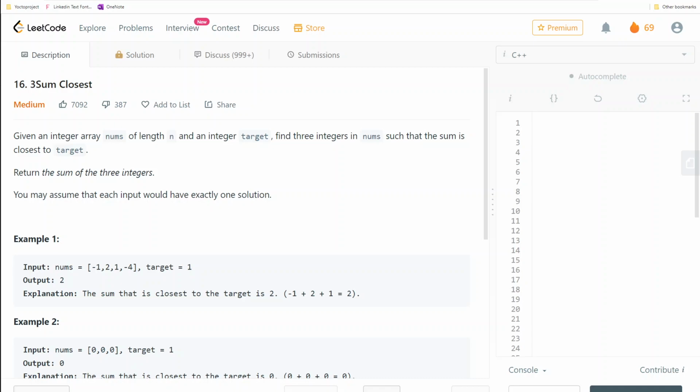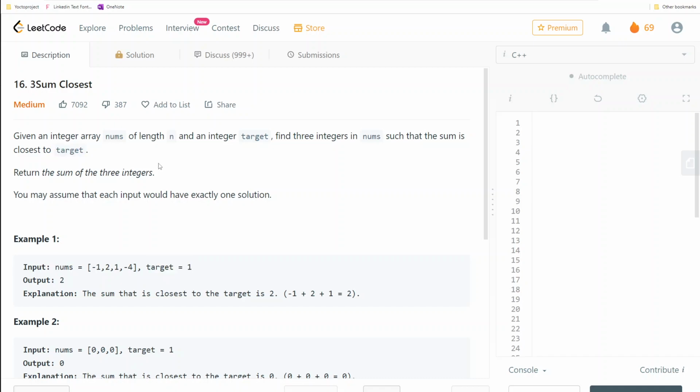So let us first read the question, then the constraints, and then we will come to the intuition. Given an integer array nums of length n and an integer target, find three integers in nums such that the sum is closest to target. So what it wants to convey is that this nums array, whose length is n, and the target are given to us. We are required to find those three integers whose sum is closest to target.